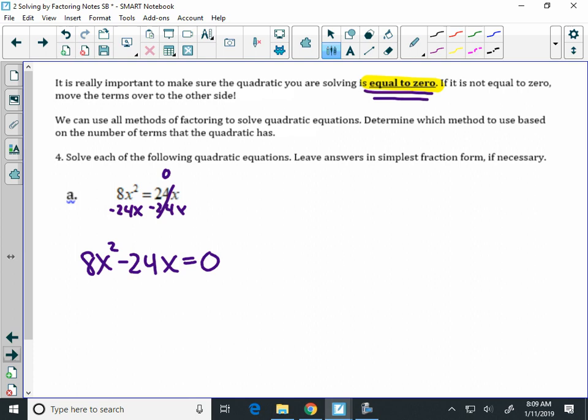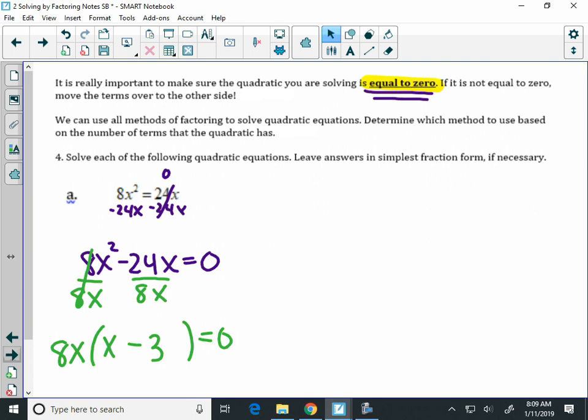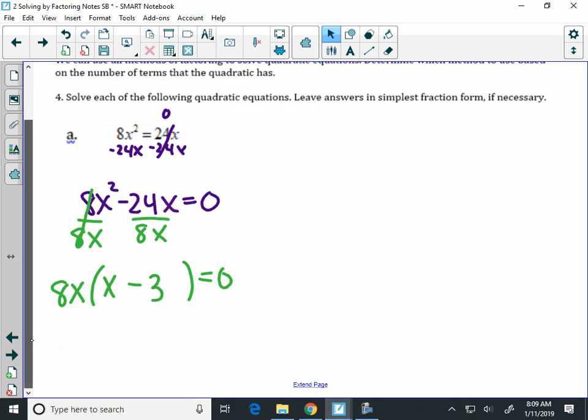And it does appear to have a GCF here. I can pull out an 8 from both, and they also both have an x. So I'm going to have a GCF of 8x, and inside the parentheses, I'll be left with x minus 3. Now, once I pull out that GCF, it doesn't look like I can factor x minus 3 anymore.